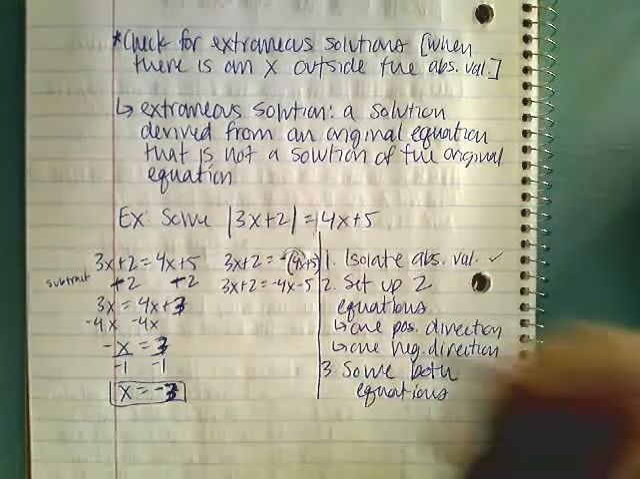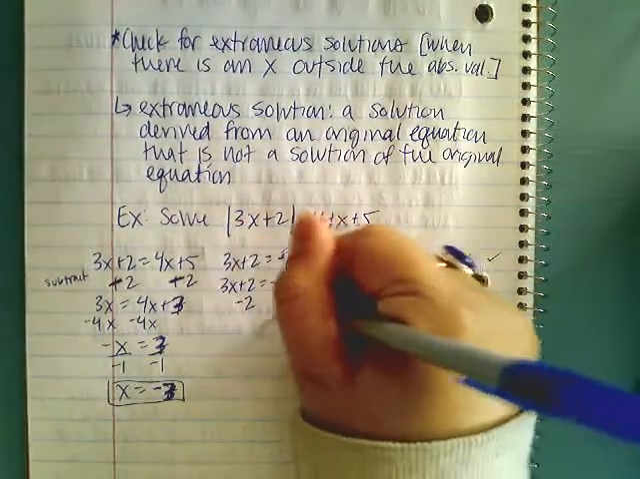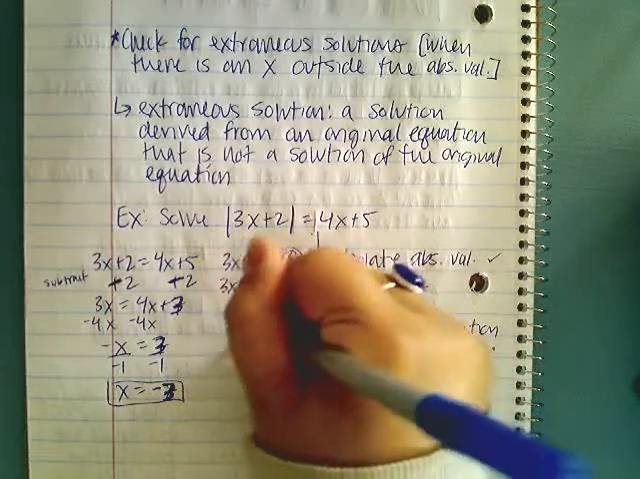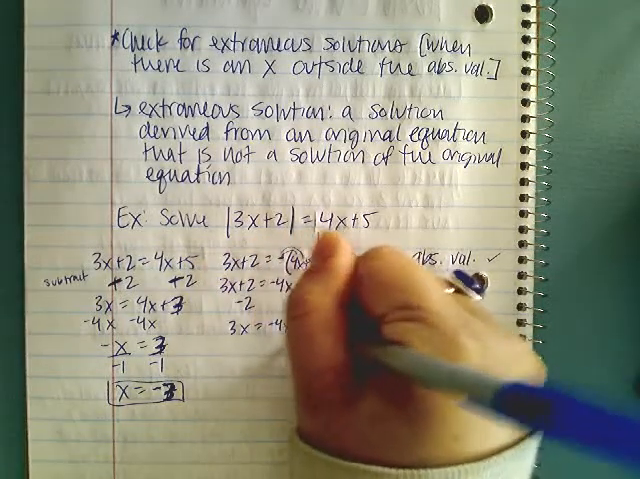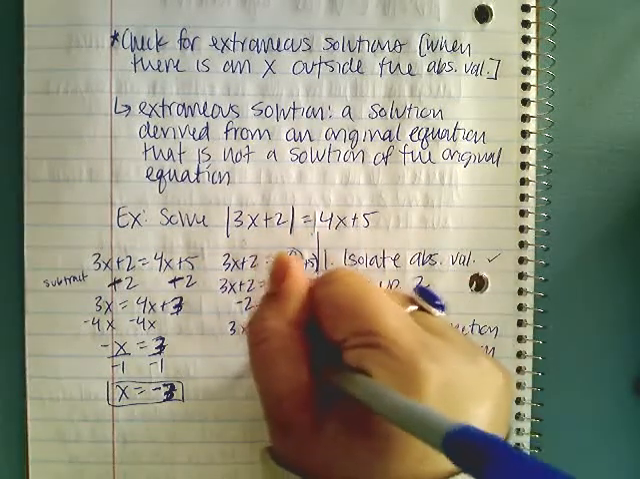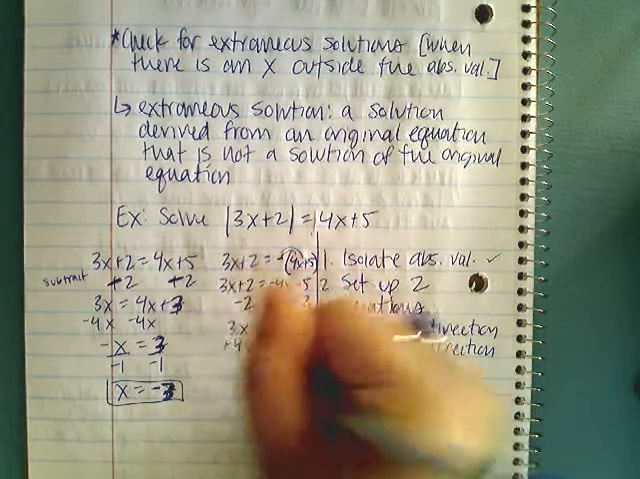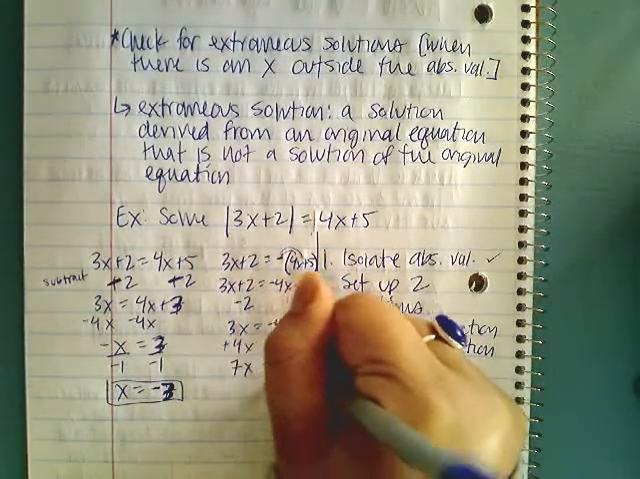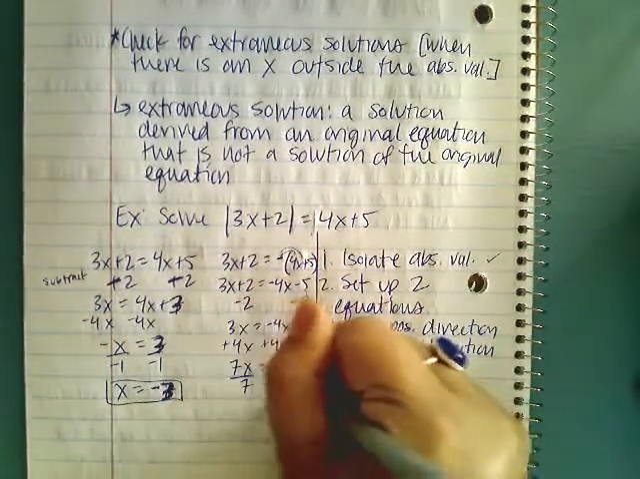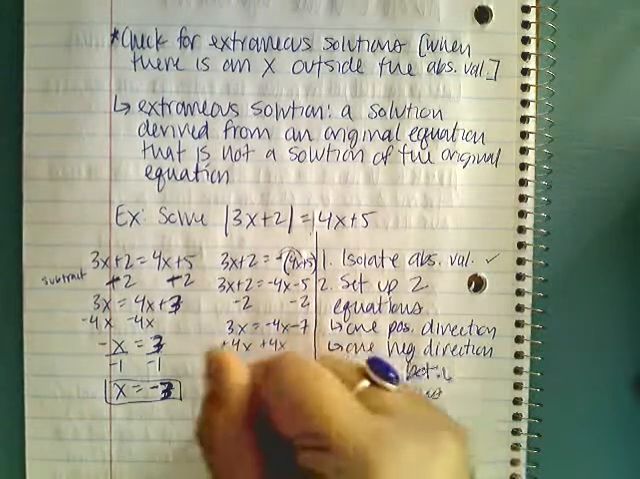All right, now we're going to do the same steps here. So I'm going to subtract 2 from both sides. So I have 3x equals negative 4x minus 7. Then I'm going to add 4x to both sides, and I get 7x equals negative 7. Divide both sides by 7, and x equals negative 1.